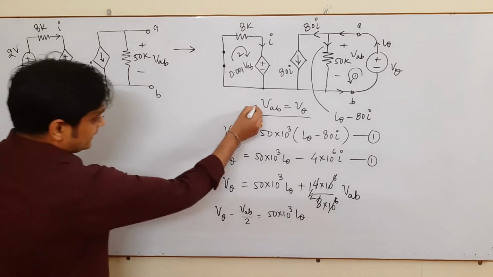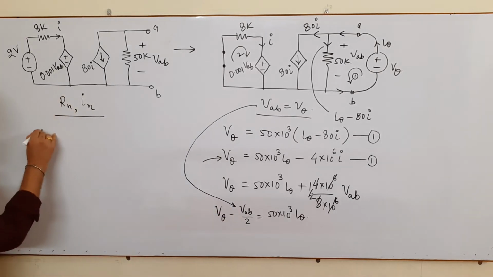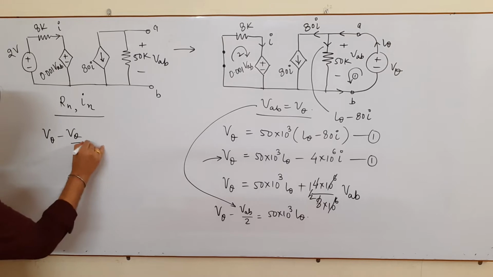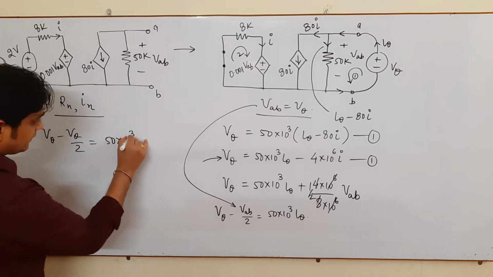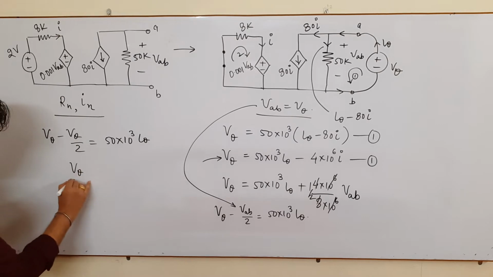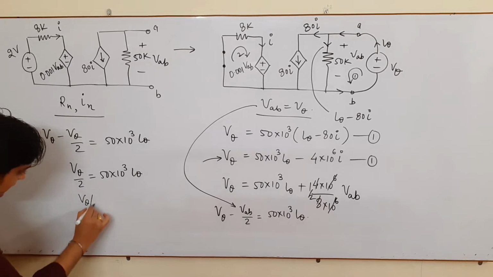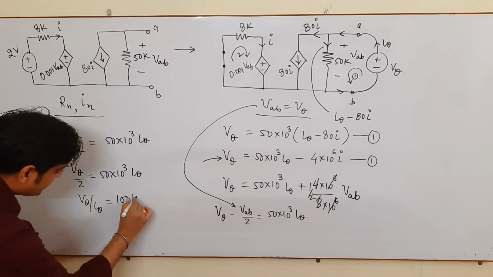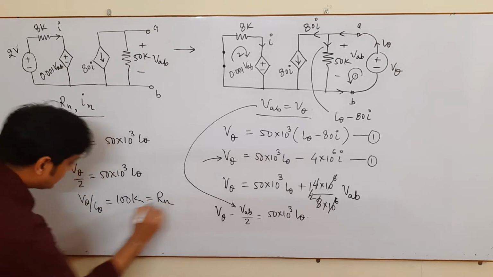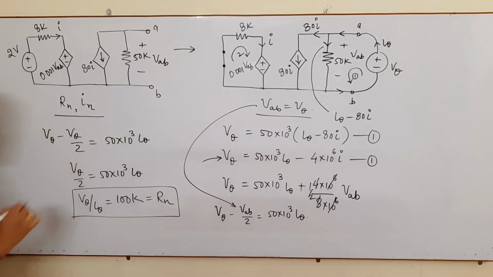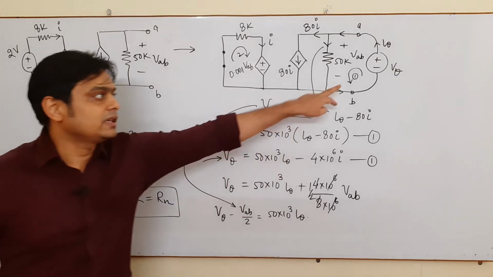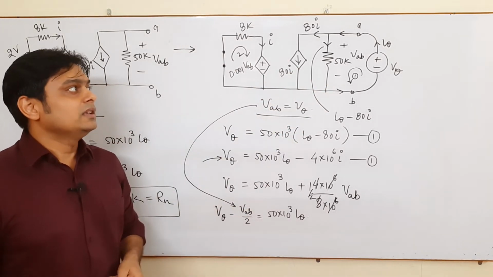Okay, now from here you can see this VAB and V theta is equal. So I can write here V theta minus V theta by 2 is 50 into 10 to power 3 of I theta. So that comes to be V theta by 2 is equal to 50 into 10 to power 3 I theta, or you can say V theta by I theta is equal to 100K, and that is your Rn. This is the value of Norton's resistance. Okay, so one can easily solve and find the value of Rn. Just by repeating, try to get the concept. Simply we have applied one KVL here, one KVL here, and understand the current division.